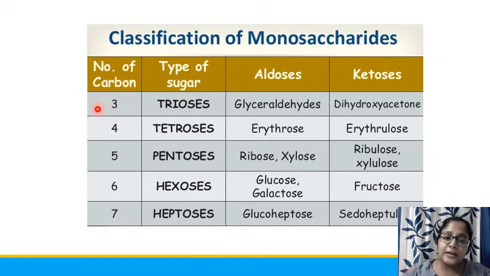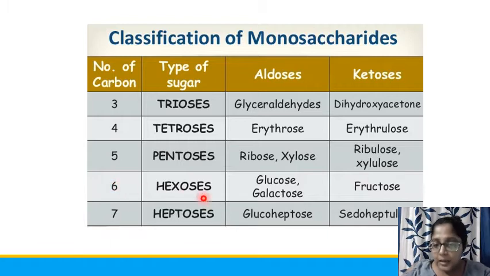Suppose the monosaccharides containing 3 carbons are named as trioses. So if it is an aldose, that means containing an aldehyde group, it is known as glyceraldehyde. Whereas if it is in the ketone group, then the triose will be dihydroxyacetone. Similarly, tetroses, and pentoses containing 5 carbons. Over here the aldoses, or compounds containing aldehydes, are ribose and xylose, whereas the ketoses are ribulose and xylulose.